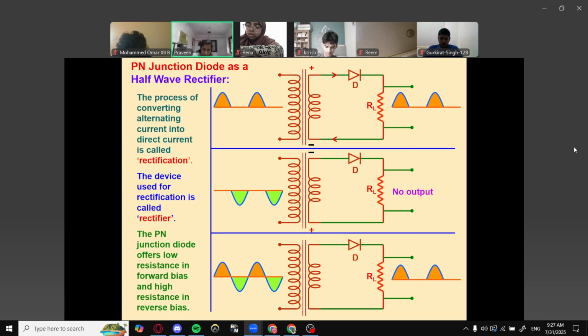Rectification, what is it? Converting AC into DC. AC is an alternating current. It will be fluctuating in both directions. And that fluctuation we will be cutting off and making it unidirectional, positive cycles only. For AC, you have positive and negative cycles. The negative cycles we will be cutting off and making it only positive cycles. So only one directional current is there.